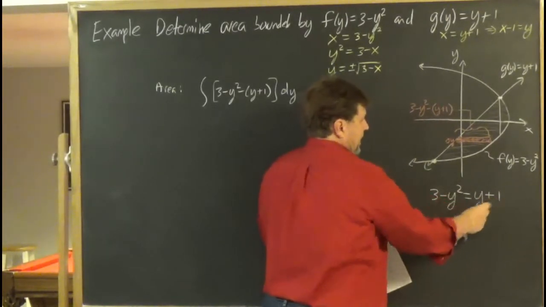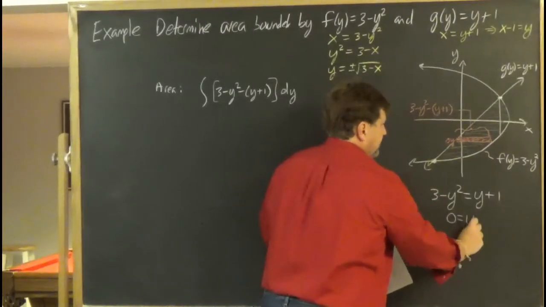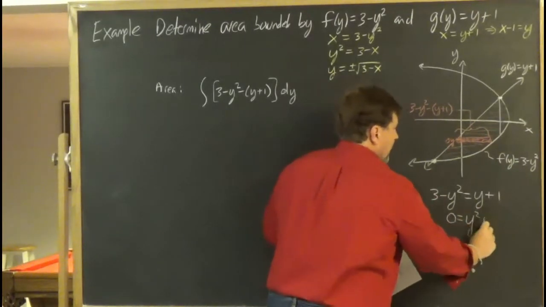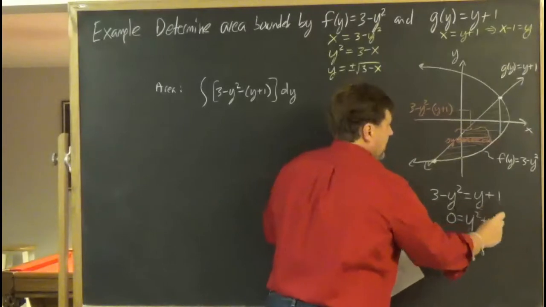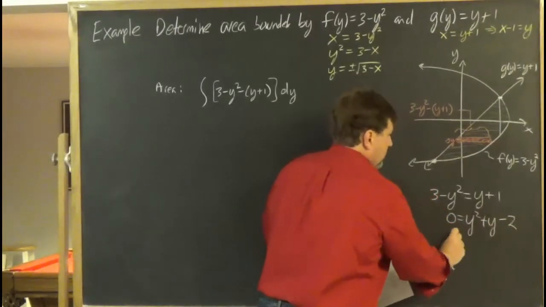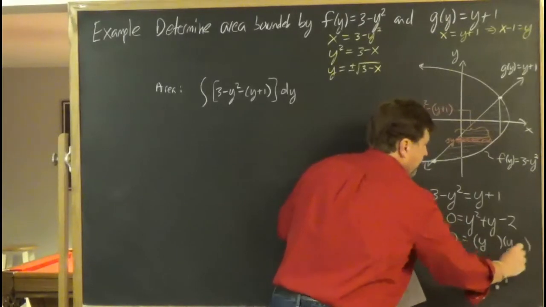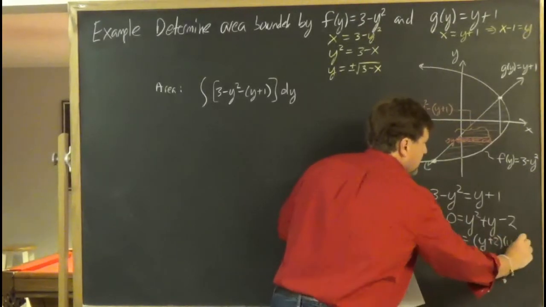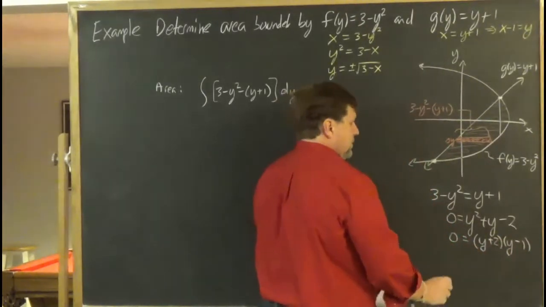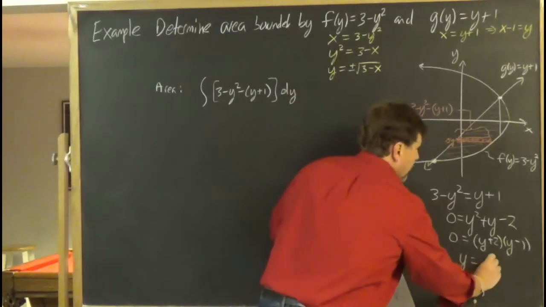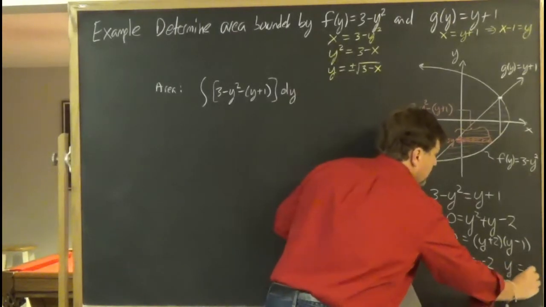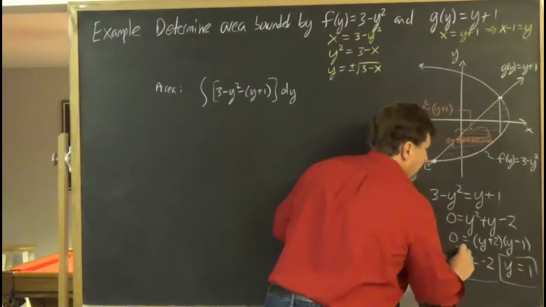I'm going to bring everything over here. So I have a y squared plus a y minus a 2. And I'm going to factor that, at least I hope it factors. I think it factors to y plus 2 times y minus 1. So I get y is negative 2 and y is 1.